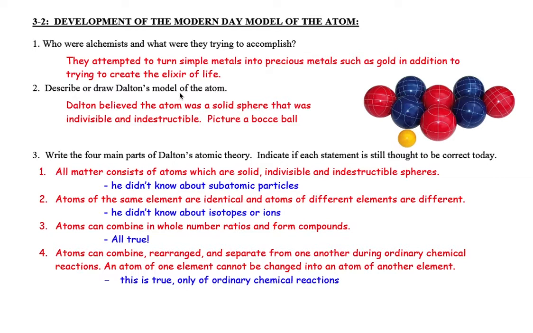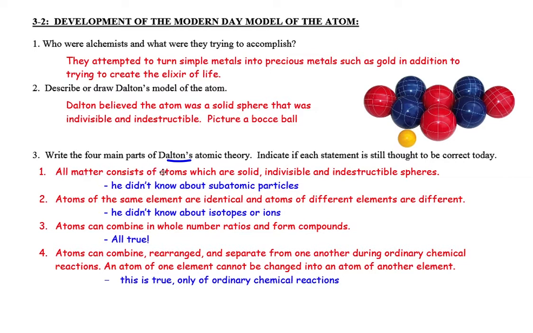Describe or draw Dalton's atomic model. You should just be thinking bocce ball. He thought the atom was a solid sphere. It was indivisible, indestructible. We now know that is not the case, but he thought it was like a bocce ball, except really, really, really small. He also wrote up his atomic theory. You should know all 4 parts of it and what's right and wrong about each.